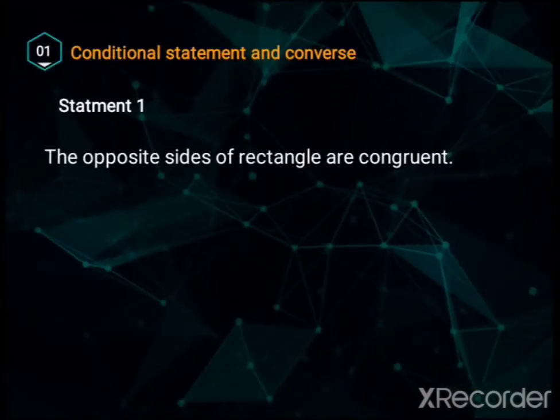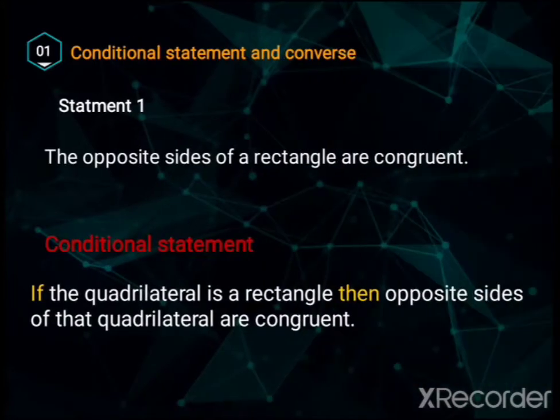Let's see the first example. Here the first statement is given. The opposite sides of a rectangle are congruent. Here you know this rectangle is one type of quadrilateral. So first convert this statement into a conditional statement. Here I use the word if and I use this rectangle. This rectangle is nothing but a quadrilateral. Therefore, our conditional statement is: if the quadrilateral is a rectangle, then the opposite sides of that quadrilateral are congruent.